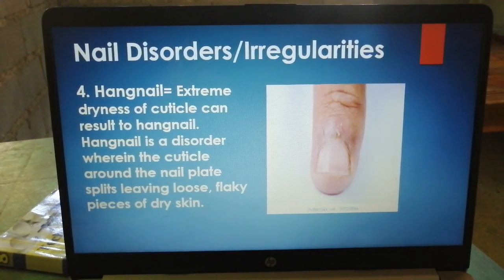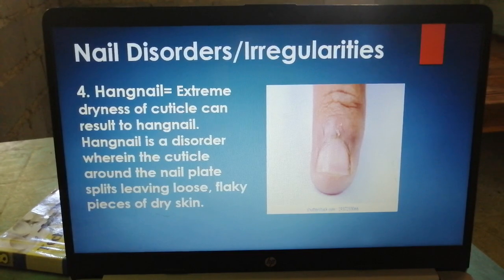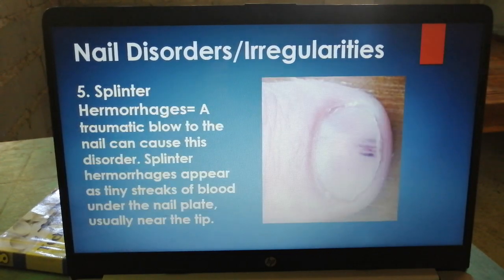Then next is hangnail. Extreme dryness of the cuticle can result in hangnail. Hangnail is a disorder wherein the cuticle around the nail plate splits, leaving loose, flaky pieces of dry skin. So, ito yung tinatawag natin na hangnails, yung mga nandito kapag sumosobra sa kuko natin, yun yung hangnails na tinatawag natin na kapag hinila mo siya is masakit.